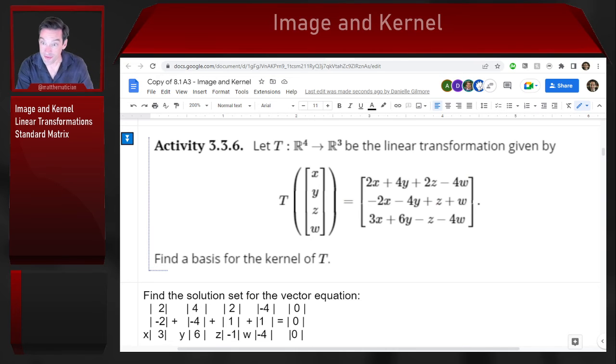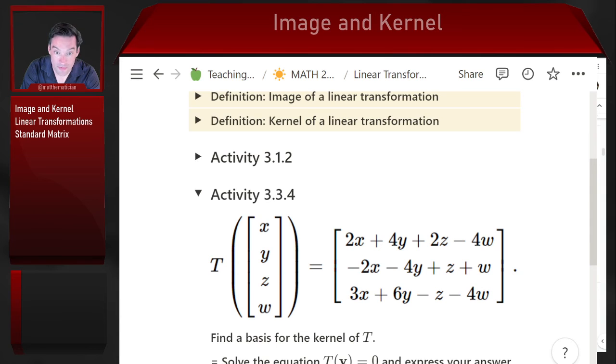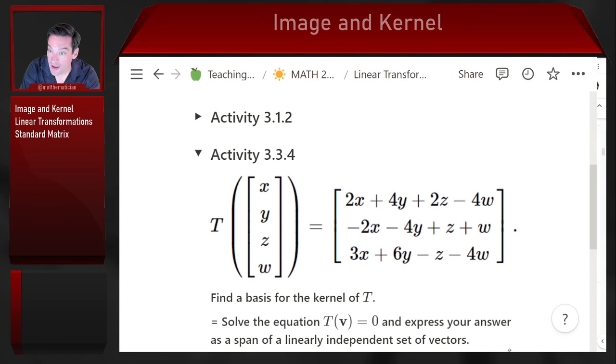If we're finding a basis for the kernel of this, what we're really doing to find that basis, I'm going to switch back over to my other camera here for just a minute, is that we're solving the equation T of v is equal to 0. And then we're expressing the solution that we get as a span of a linearly independent set of vectors. So all we're doing is solving a vector equation. This is something we learned, the first thing we learned this semester, was how to solve a vector equation.